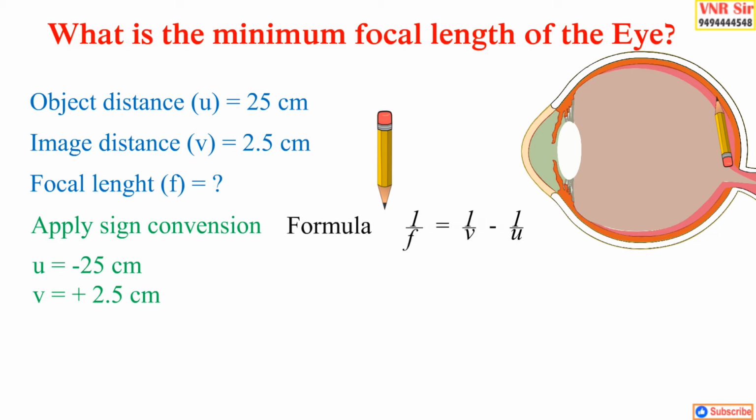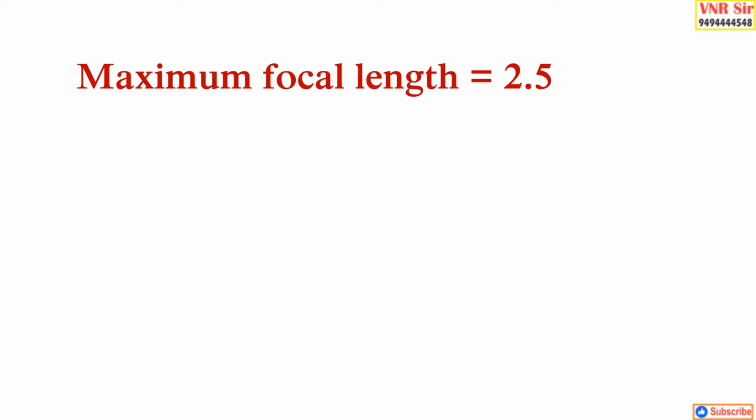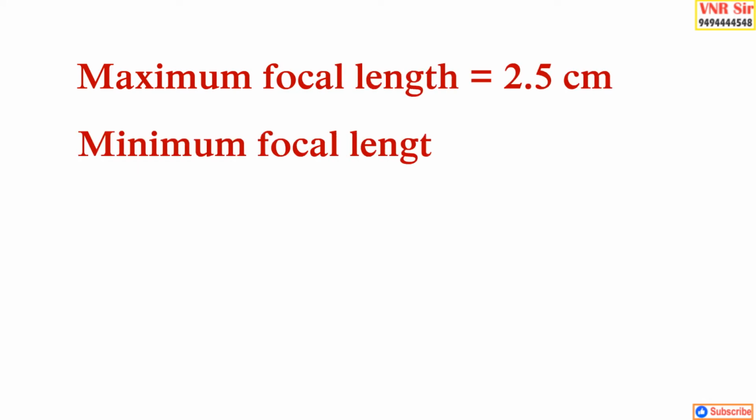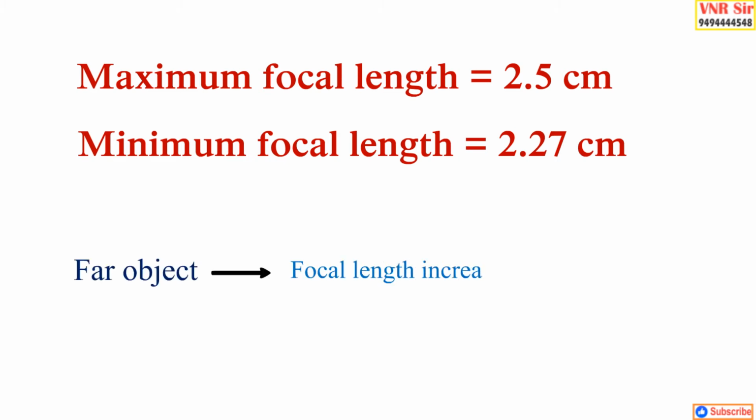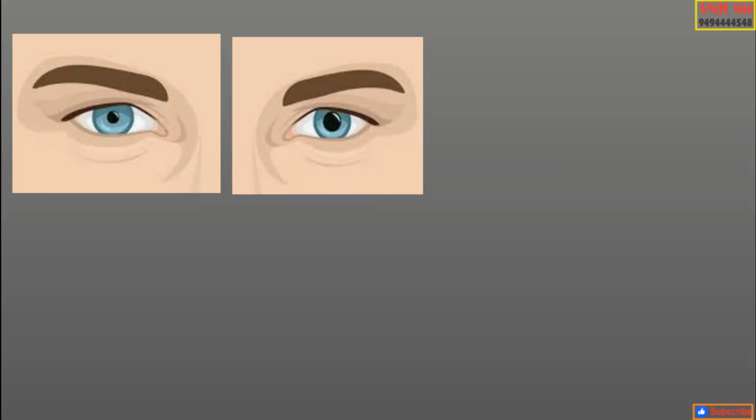If you substitute and simplify the values, you are going to get the minimum focal length of our eye lens is 2.27 centimeter. For a healthy person, the focal length of our eye changes from 2.5 centimeter to 2.27 centimeter. This ability of our eye we learnt as power of accommodation. When we see far objects, focal length of eye increases and focal length of eye decreases when we see near objects. Do you notice any difference in these two images?